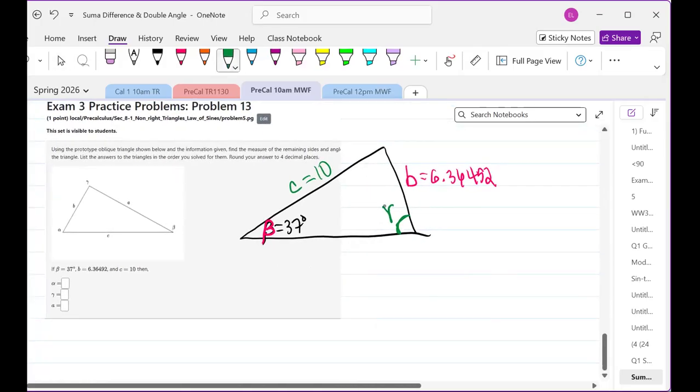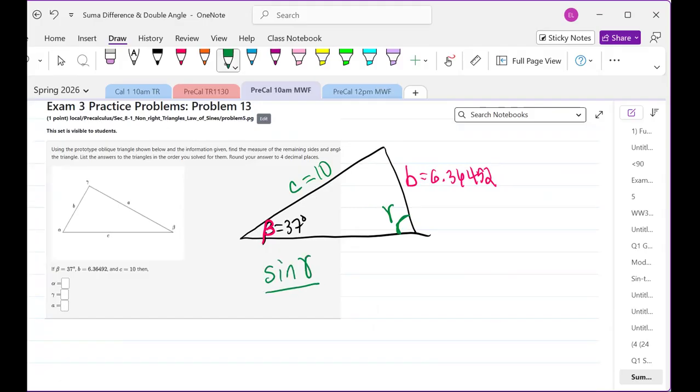So we are going to solve for angle gamma. So I'm going to start with the sine of gamma over C equals, and then I have the betas, so I'll have the sine of beta over B.